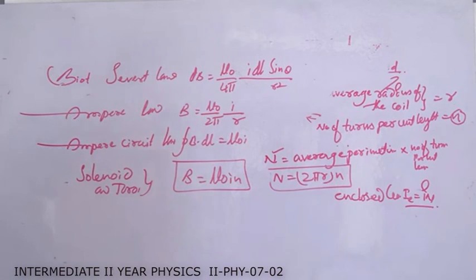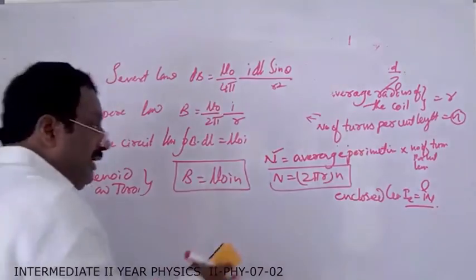In the next class, the magnetic field due to a current carrying coil, and the current coil also has a magnetic dipole moment. Okay, thank you. We will meet in the next class.